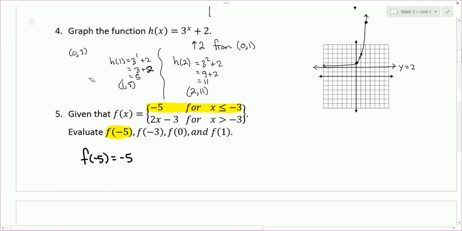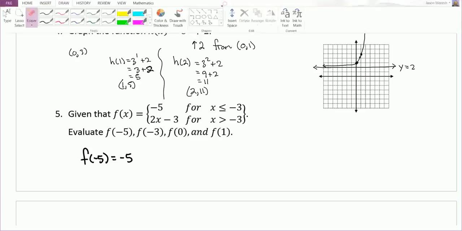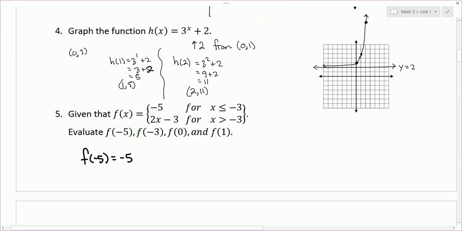On the second one, we want to find f of negative 3. Here x is negative 3. That's not greater than or less than negative 3. That's actually equal to negative 3. So again, we're using that top line there. And we end up with f of negative 3 is equal to, again, negative 5.